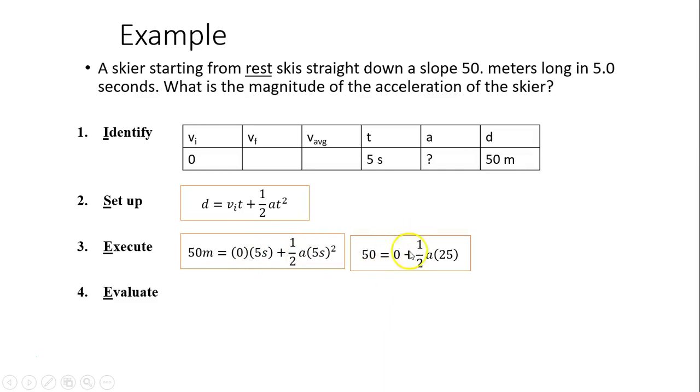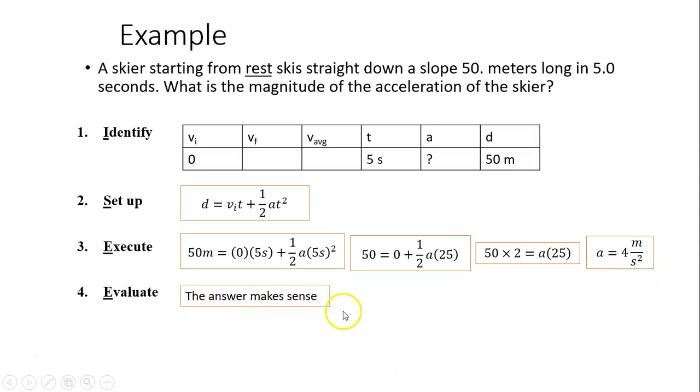Okay, you get rid of that 0, get rid of the units, just write a mathematical equation, make it easier for you to solve. Multiply 2 on both sides, right? Then divide by 25. You should have A equals 4 meters per second squared. Again, evaluate the answer. Does the answer make sense? Because you are going downhill, going straight down, right? So if you're going down, you should have positive acceleration because you're getting faster and faster.